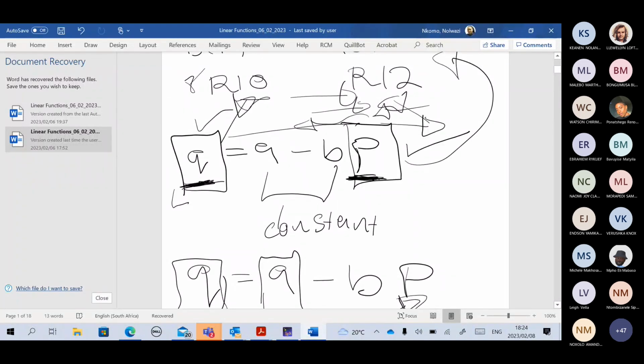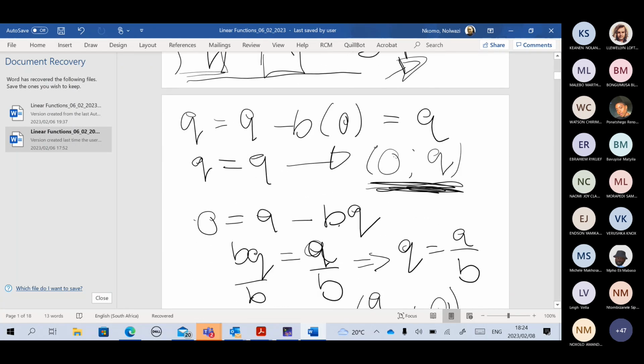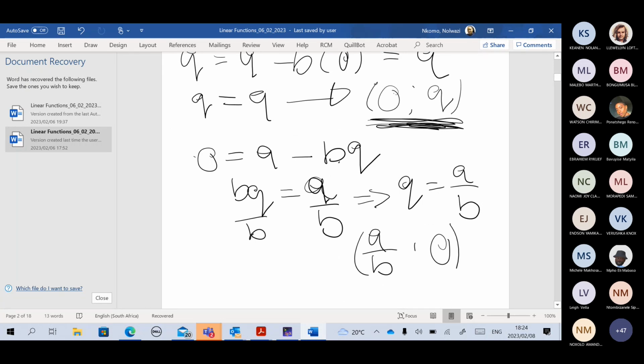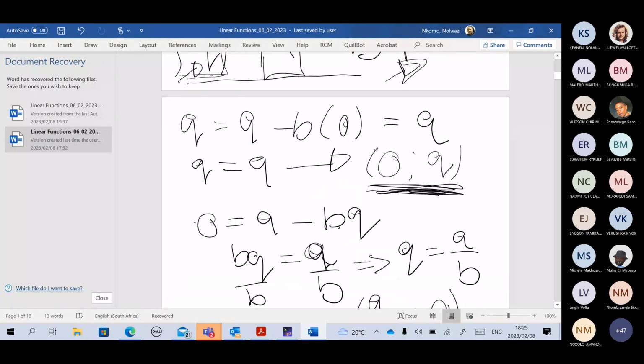Yes, can I speak? But wasn't the original equation Q is equal to A minus BP? Yes. But in the last equation there, we had Q. Scroll further down. There, we're now saying zero is equal to A minus BQ. We had Q is equal to A minus BP, right? And then I said, to find the horizontal axis, you need to let Q be zero. That's why now where there was Q, I have zero is equal to A minus BQ.